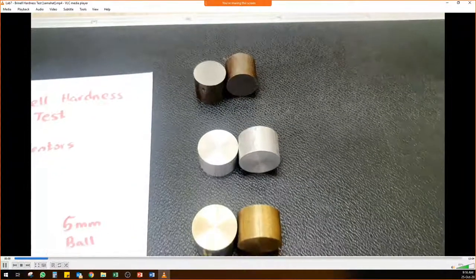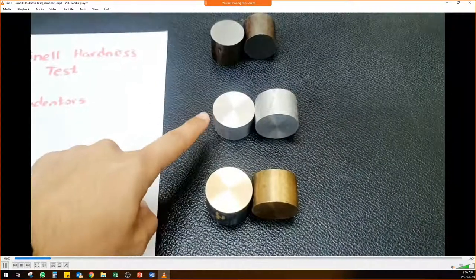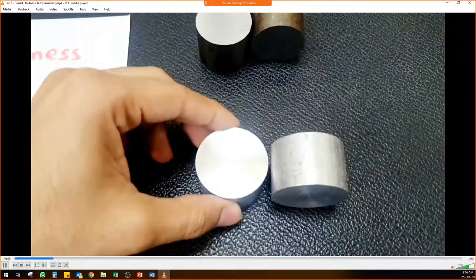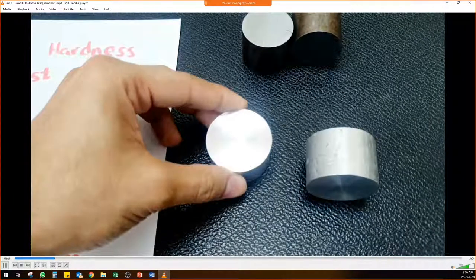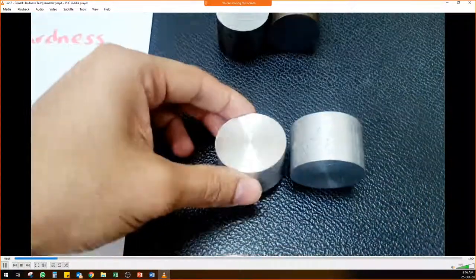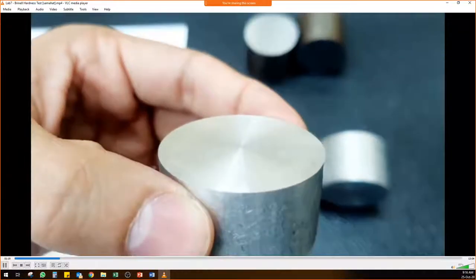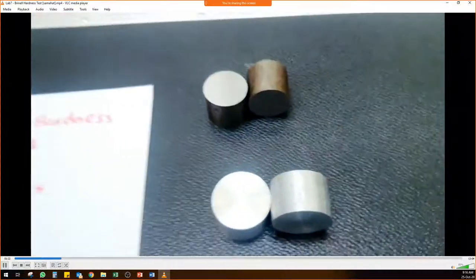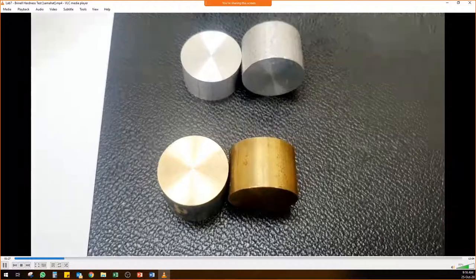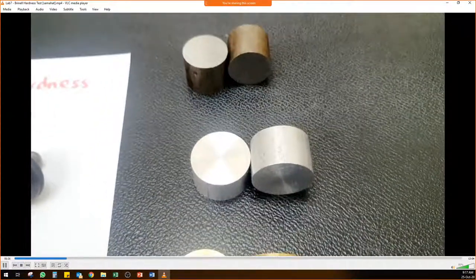The three materials we are going to test today are steel, aluminum and brass. You can see the materials have been cut to make these disc-like shapes, so the ball indenter or the pin can make plastic deformation in the sample on the flat surface. We need to make sure the surface is flat. So the three materials we are going to test are steel, aluminum and brass, and we will test them using both Brinell and Rockwell hardness testing machine.